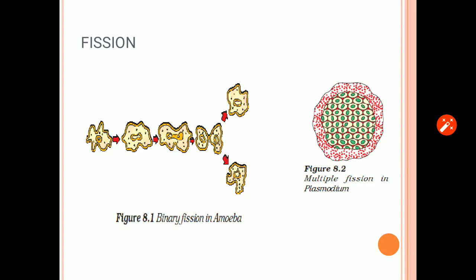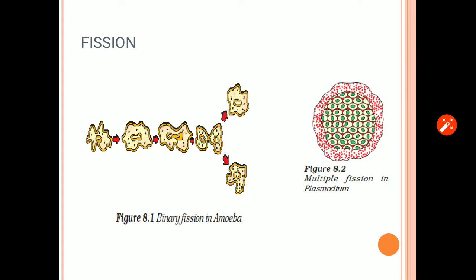First, we'll start with fission. Fission is the division of the parental body. If the parent body divides itself and forms new organisms, this process is termed fission. Generally, the lower category organisms or unicellular organisms show the process of fission to increase the number of the organisms of their population. It is of two types: binary fission and multiple fission.